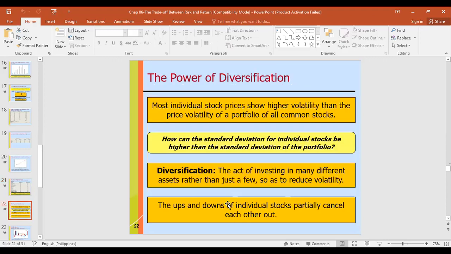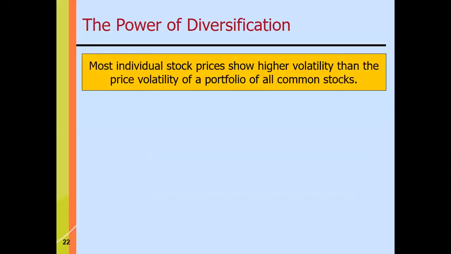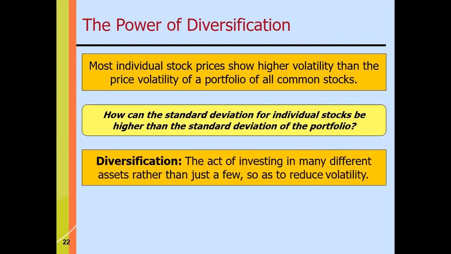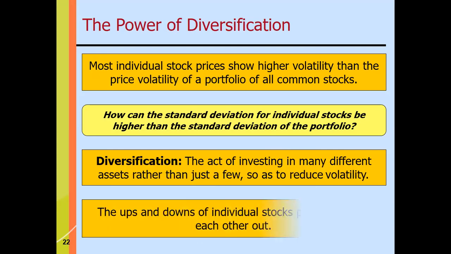All right, and then other concepts. Again, individual stock prices would have higher volatilities than the price volatilities of a portfolio of all common stocks, not just two. So of course, the more stocks there are, the lesser the volatilities or the SD. So how come? How can the SD of one be higher than the SD of all or a combination? So again, the concept of diversification.